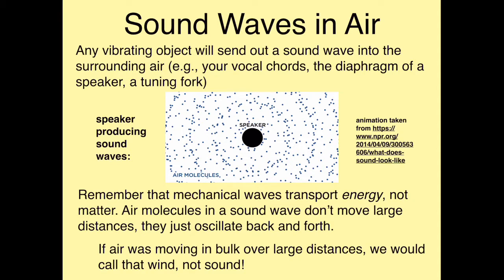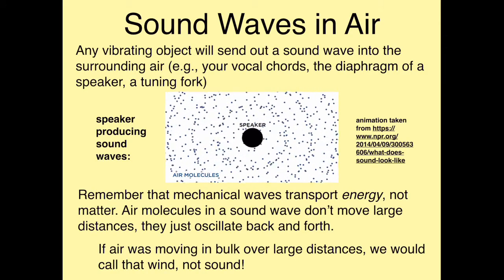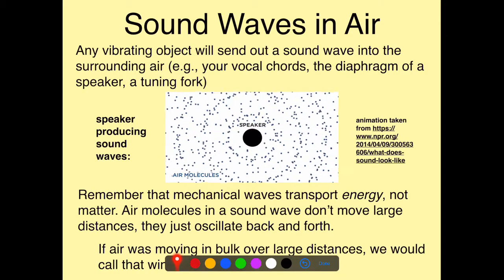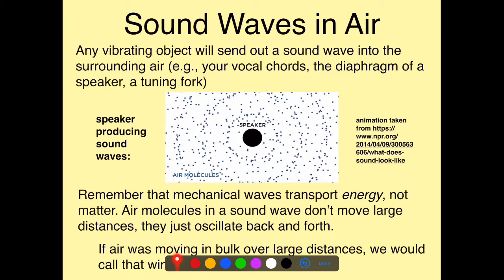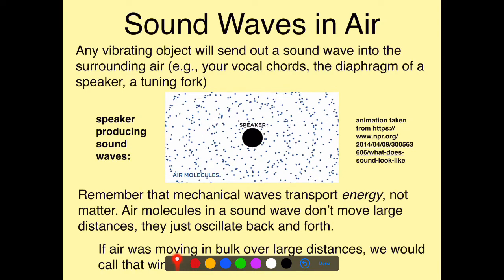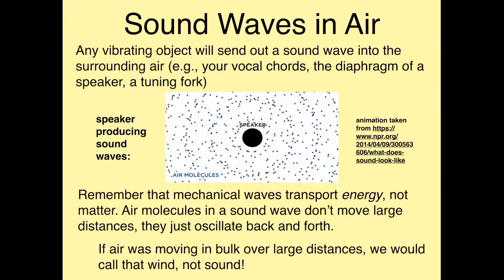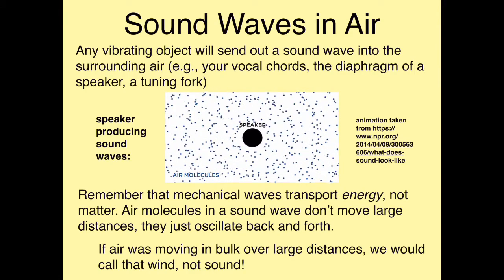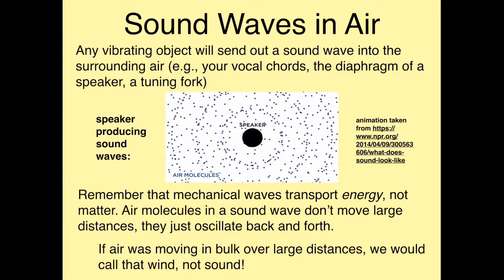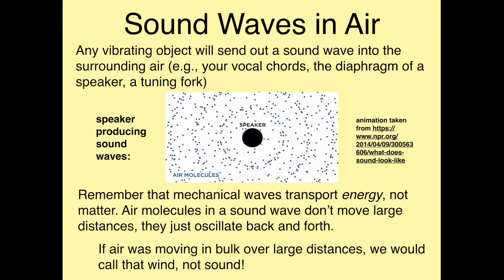So let's take the example of a speaker. What happens in a speaker is we have what's called the diaphragm. This is some kind of surface that oscillates back and forth at some frequency, and it's in contact with air molecules, and it will push on those air molecules, causing them to oscillate, in turn sending out a sound wave that moves into the surrounding air, and that's why we can hear the sound created by the speaker.